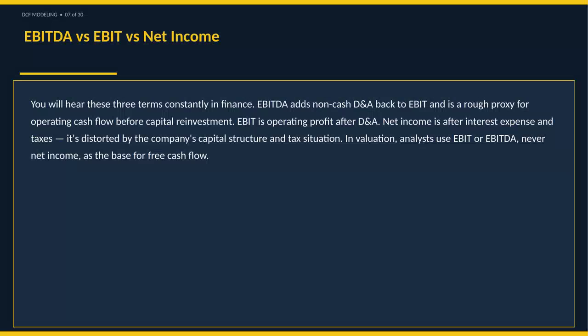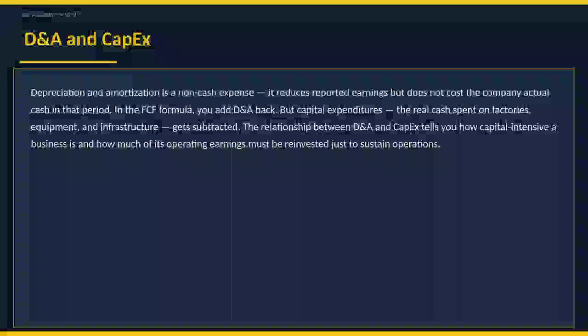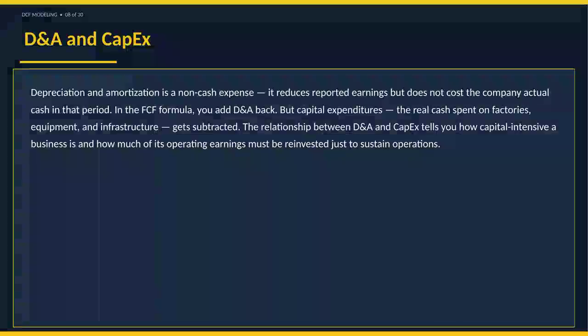EBIT is operating profit after D&A. Net income is after interest expense and taxes, and it's distorted by the company's capital structure and tax situation. In valuation, analysts use EBIT or EBITDA, never net income, as the base for free cash flow. Depreciation and amortization is a non-cash expense, it reduces reported earnings but does not cost the company actual cash in that period. In the free cash flow formula, you add D&A back. But capital expenditures, the real cash spent on factories, equipment, and infrastructure, get subtracted.